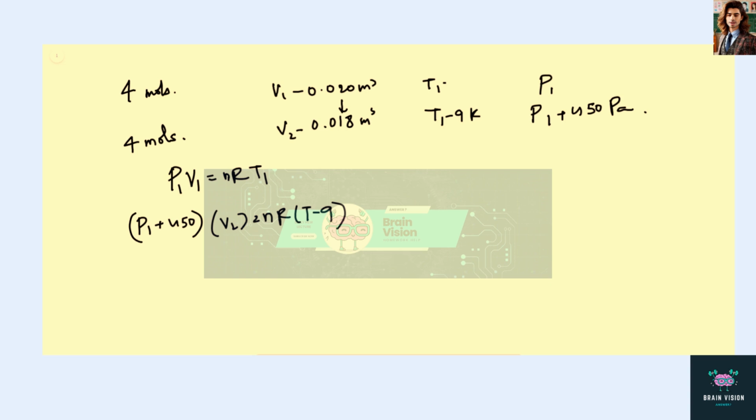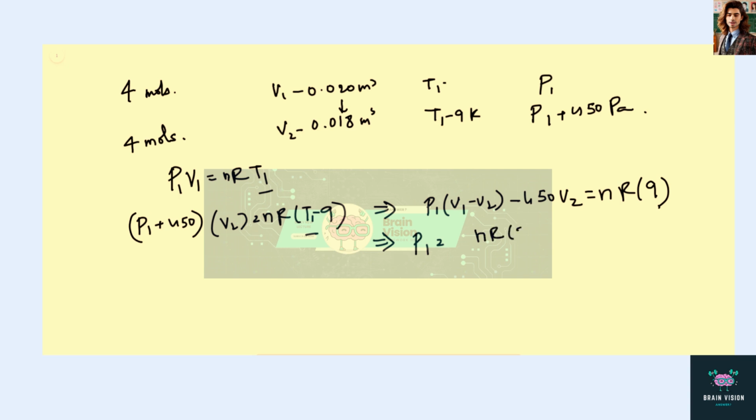Now subtracting these two equations so that we can eliminate T1 gives us P1 into (V1 minus V2) minus 450 into V2 is equal to nR into 9, which means P1 is equal to (nR into 9 plus 450 V2) by (V1 minus V2).